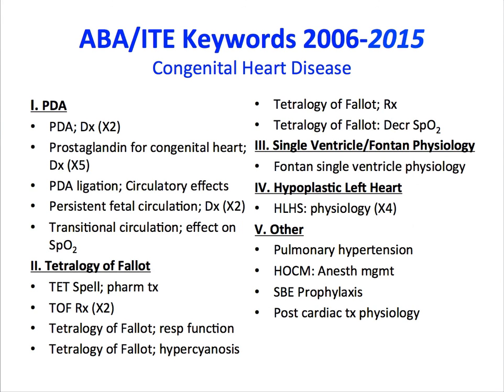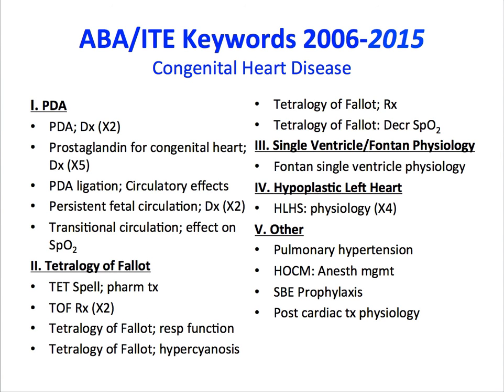Let's look at the ABA IT keywords from 2006 to 2015 on the topic of congenital heart disease, and I've broken them down into 5 major topics: patent ductus arteriosus, tetralogy of Fallot, single ventricle or Fontan physiology, hypoplastic left heart, and some other miscellaneous topics.